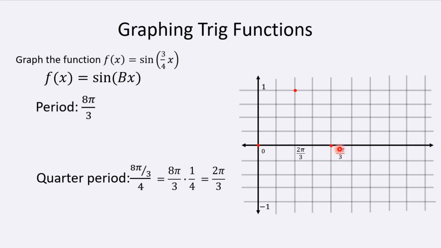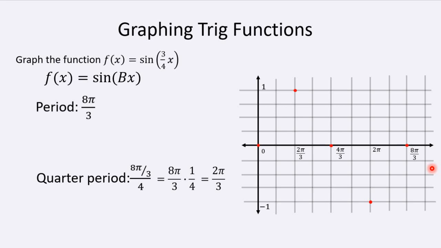So I'm going to add 2 pi/3 to this, and 4 pi/3 plus 2 pi/3 is 6 pi/3, which you can reduce to 2 pi. At 2 pi, we're going to have a minimum. And then the last point that we need to graph is that last x-intercept, and it's going to be 2 pi/3 units away from 2 pi. So 2 pi was 6 pi/3. If I add another 2 pi/3, I get 8 pi/3, which is the period. So this one full cycle is completed in this period.